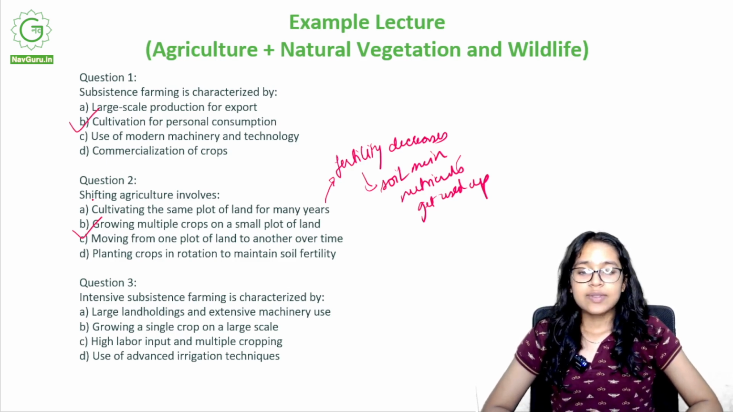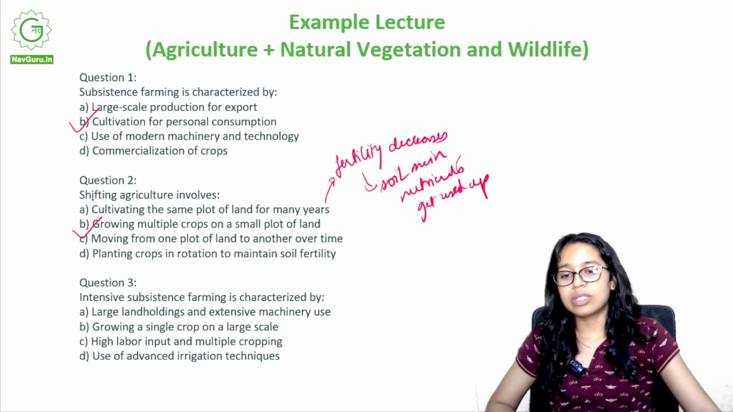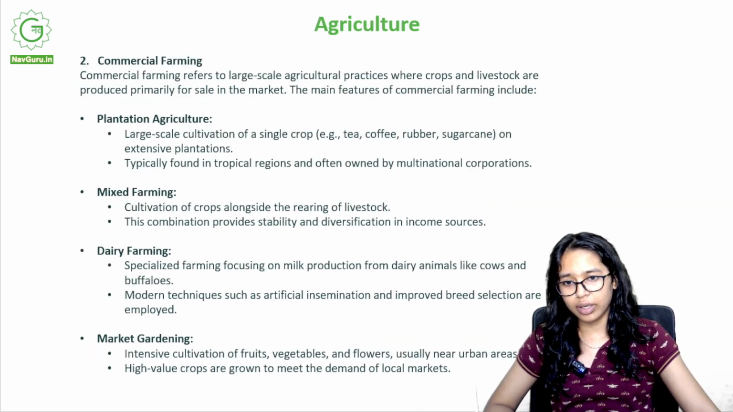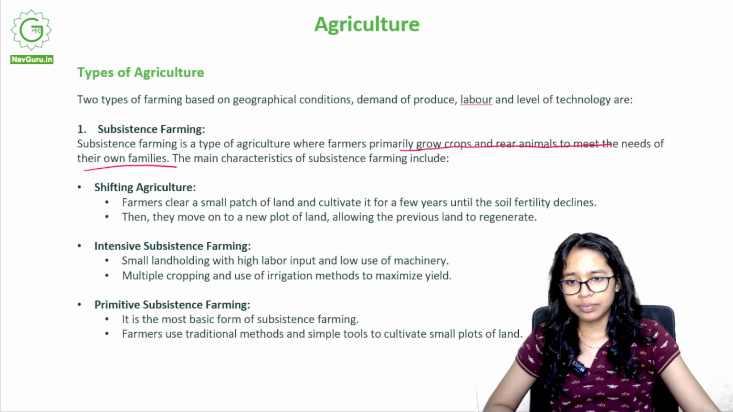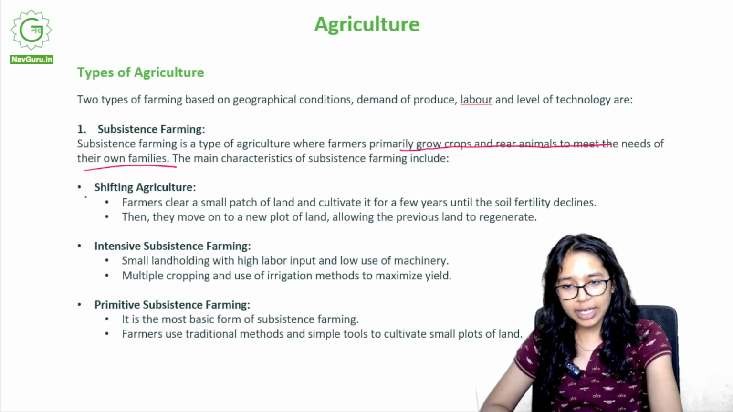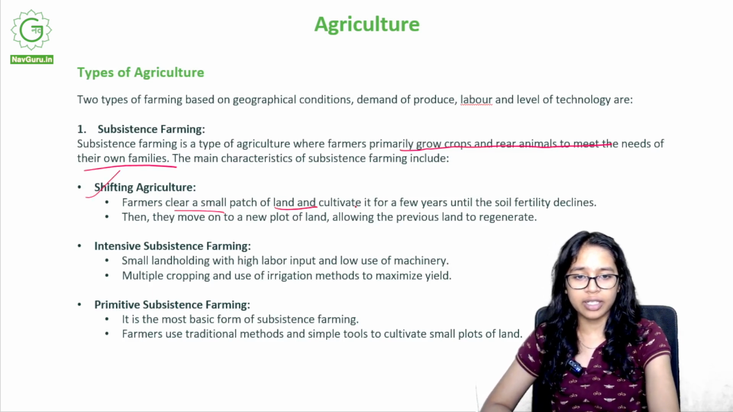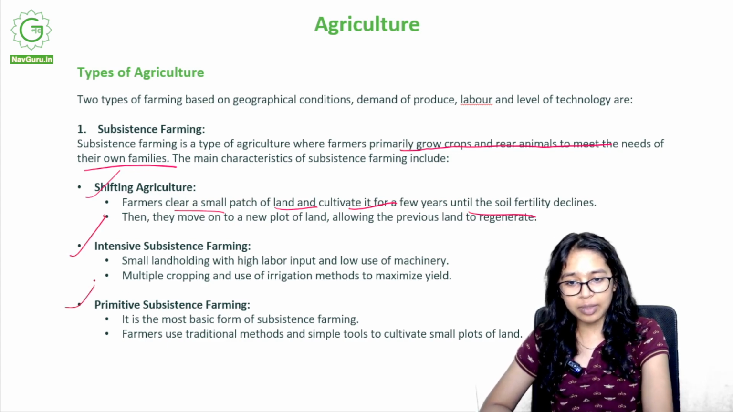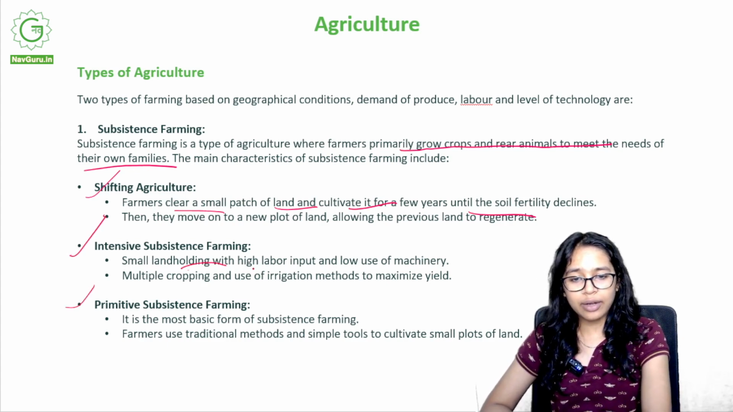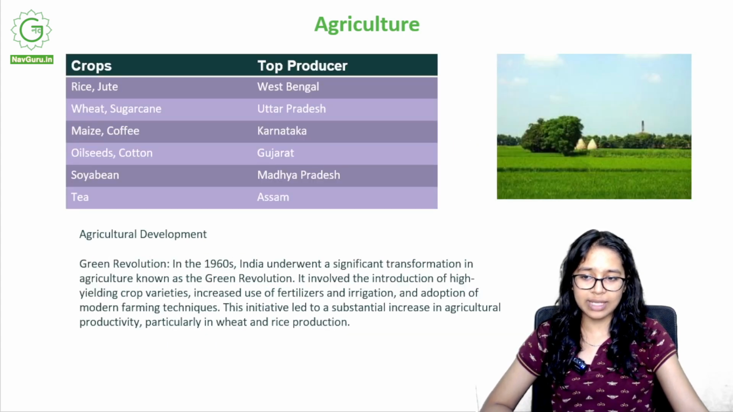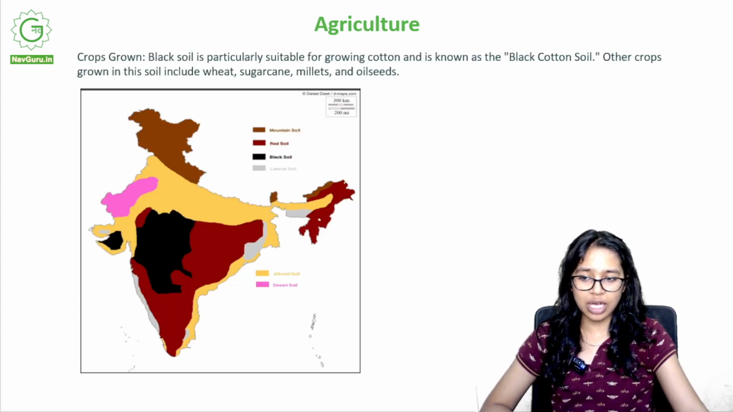Question number 3. Intensive subsistence farming is characterized by. Now, we studied three categories under subsistence farming. One was shifting agriculture, where farmers clear a small patch of land and cultivate it for a few years until the soil fertility declines. Then we studied intensive and primitive subsistence. Intensive is small land holding with high labor input and low use of machinery, as in the labor input is high and the machinery and tools used are less.